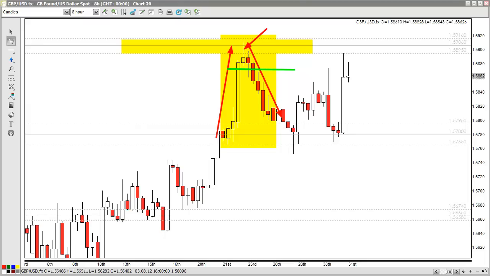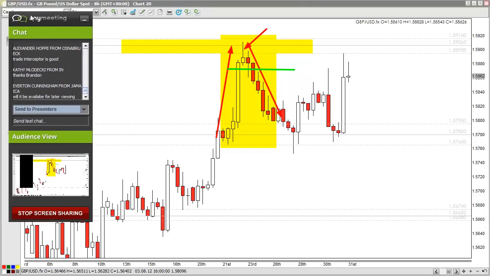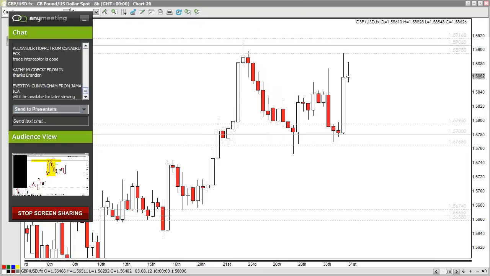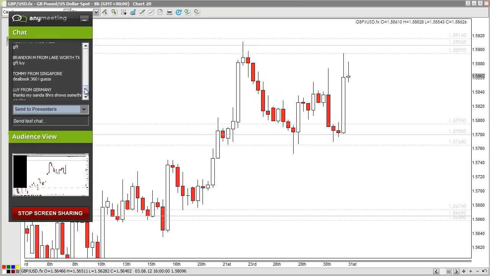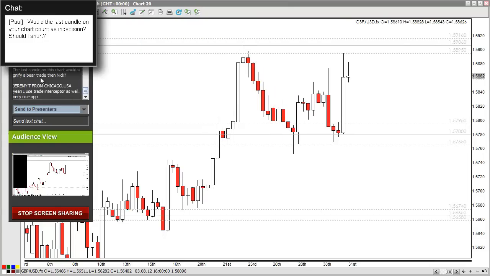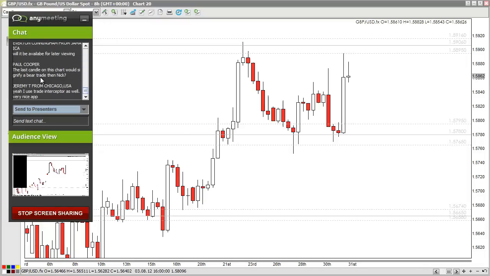Trade Interceptor is a really good app. Wait, I'm going to move this here so people who are watching the recording can actually see the conversation. Someone just mentioned Trade Interceptor, a really good app that has 8-hour charts available. It's available on iPhone and on Android. I have it on my Android. I just got it last week, in fact, but it's actually really good.